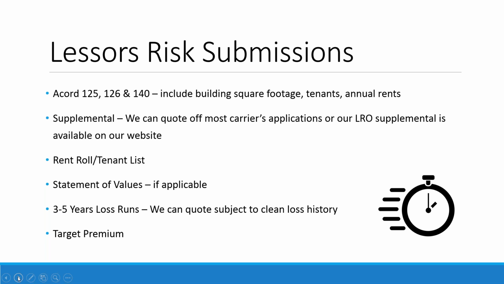And then we did talk about the statement of values, so I would need that again if there's either a multi-building location or a multi-location type risk. And then 3 to 5 years of loss runs are extremely helpful. We can definitely quote subject to clean loss history, but if you have the loss runs up front, those do help me. If they have had losses within the last 3 to 5 years, I won't be able to move forward unless I have those loss runs.